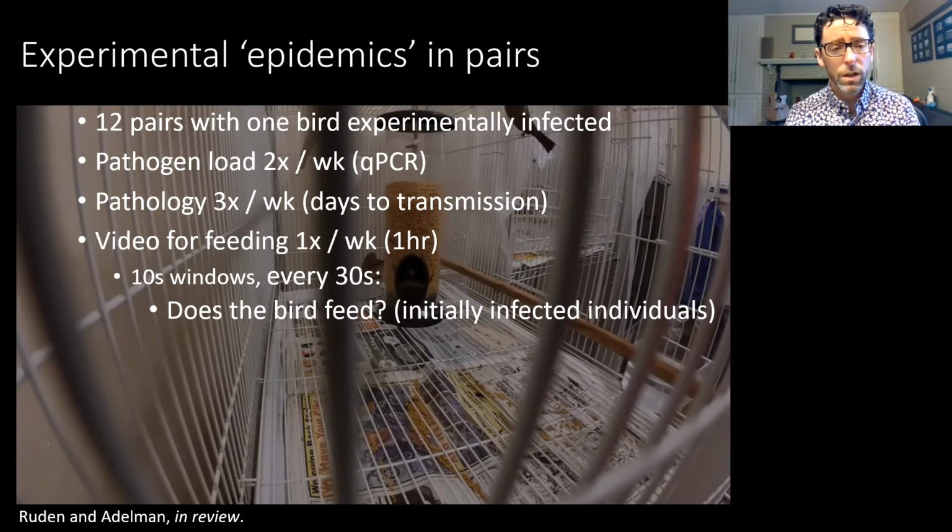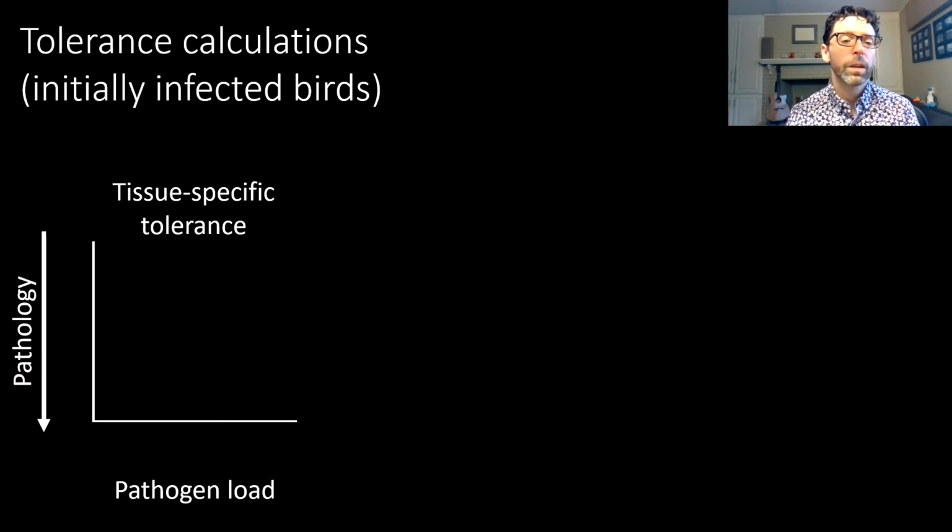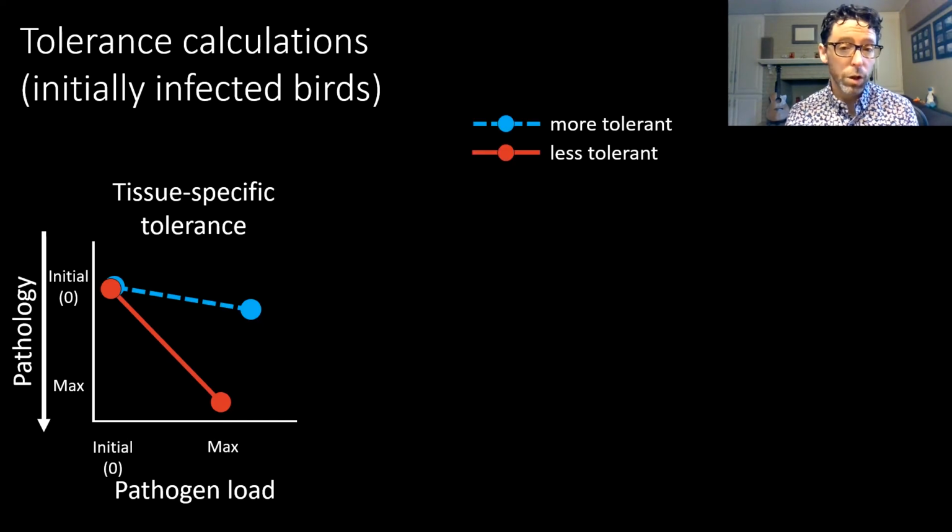And we looked at video with a scan sample every 10 seconds, a 10-second window for every 30 seconds, just asking, does the bird feed in that window of these videos? And we calculated slopes for each individual based on their pre-infection levels, which were 0 for pathogen load and 0 for pathology, and their max for pathology and pathogen load. So you have your less and more tolerant individuals there.